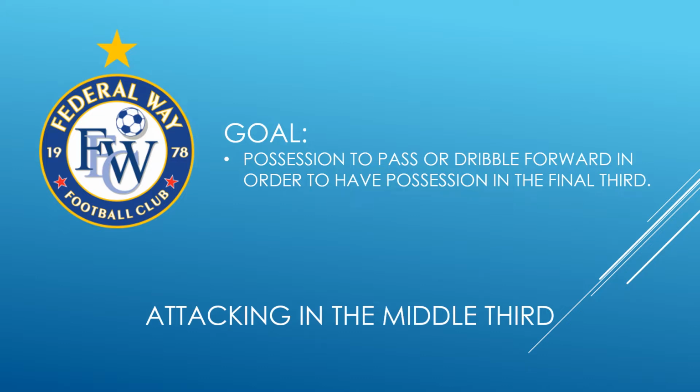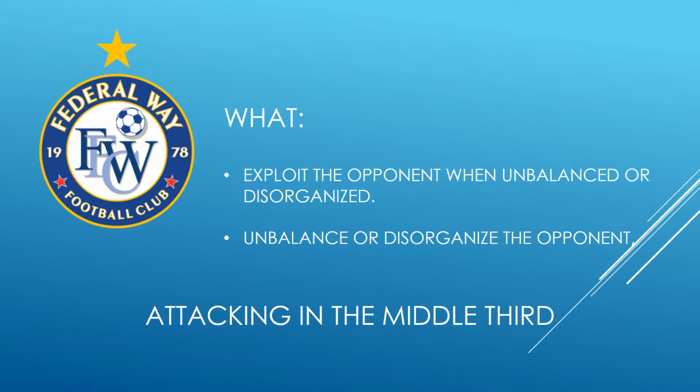No matter where we are on the field or what we are doing, we're always going to have a goal. And for attacking in the middle third, our goal is to have possession to pass or dribble forward in order to have possession in that final third. So the question becomes, what are we going to do in order to achieve that goal?